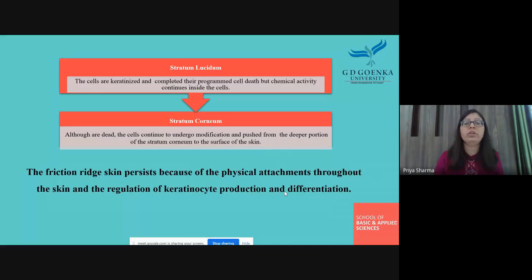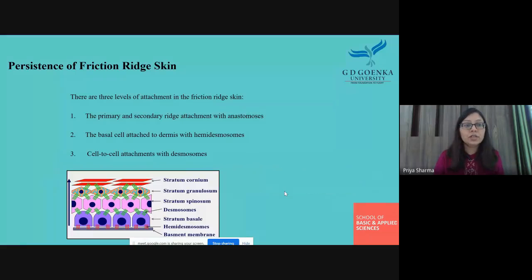Even if you get a superficial injury, your cells keep on dividing, and after reaching the topmost layer, they automatically shed off and are replaced with new cells. So your skin rejuvenates itself, and your friction ridges stay intact. There are certain attachments which keep the structure intact.